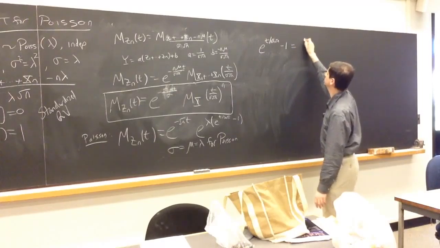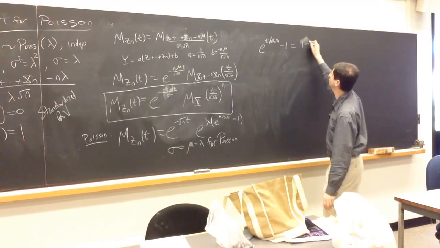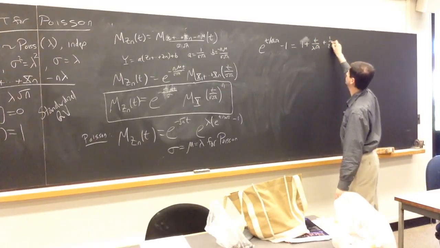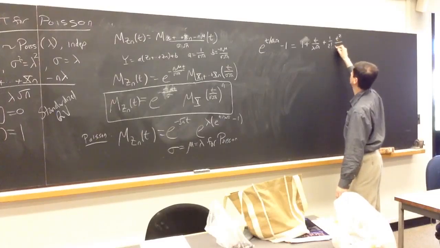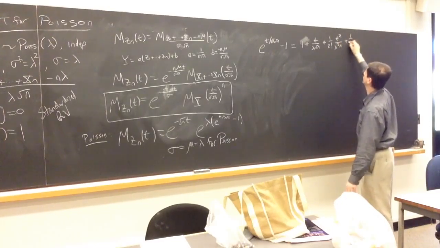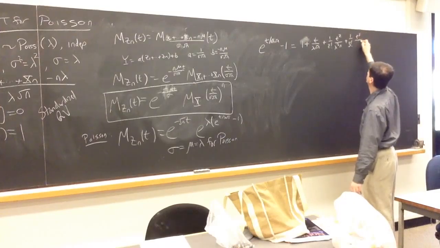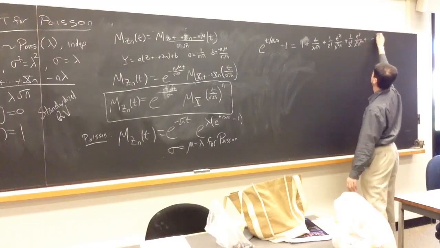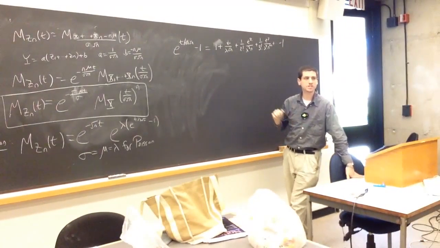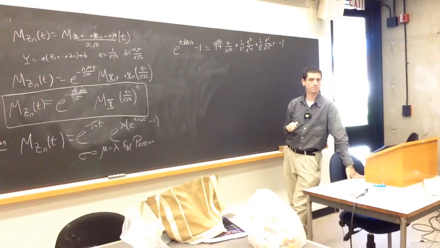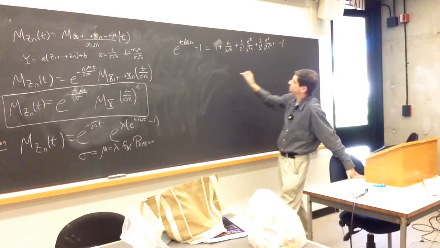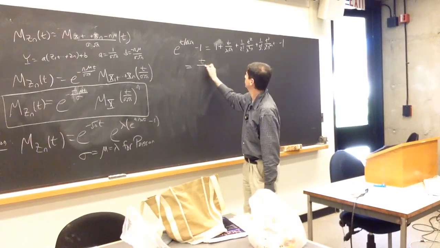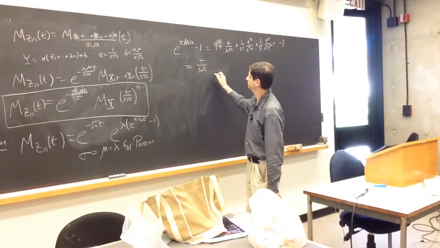I'll write it slowly. It's 1 plus t over lambda root n, plus 1 over 2 factorial t squared over lambda squared n, plus 1 over 3 factorial t cubed over lambda cubed n to the 3/2, plus dot dot dot, minus 1. So I'm just expanding the exponential. The 1's cancel, and I get t over lambda square root of n.